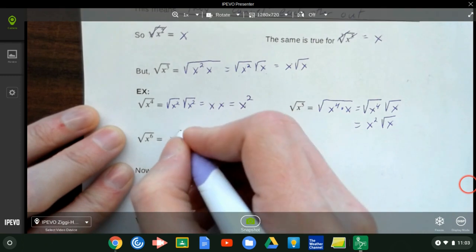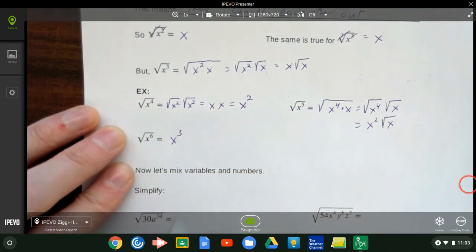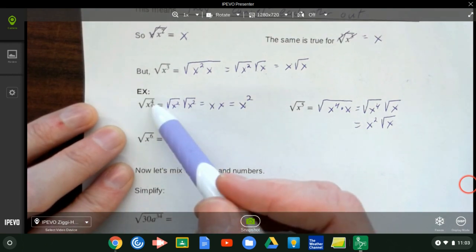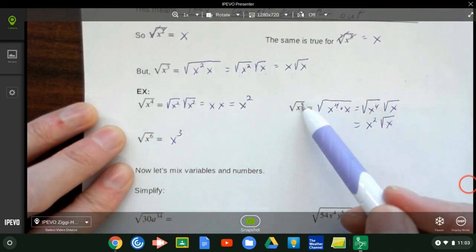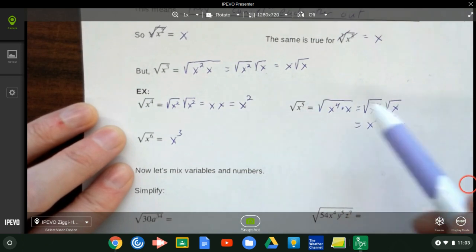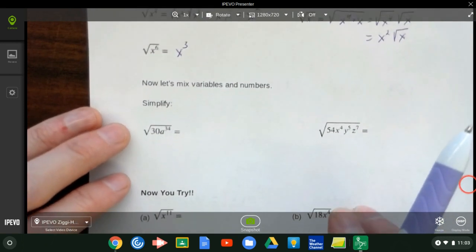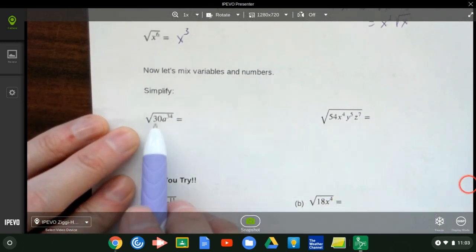Square root of x to the sixth, remember square roots, that's a 2 index. 6 divided by 2 is 3. Okay? So you're dividing by 2 to get this down to here. Divide by 2 gets you to there. If I divide 5 by 2, though, I don't get a whole number. So I break it apart. Okay?